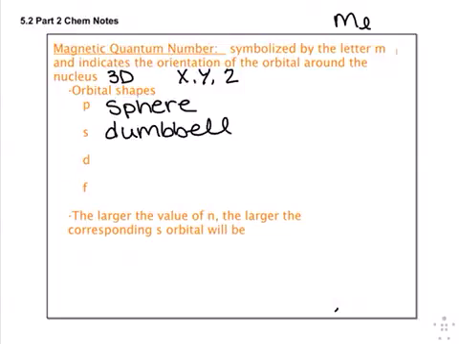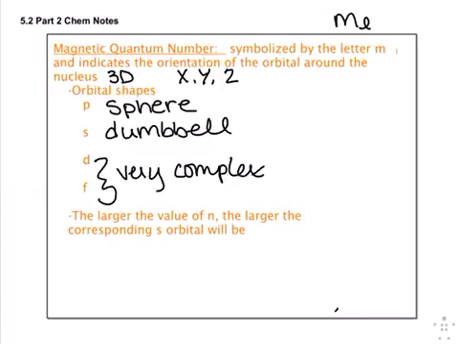And then the d and f orbitals, their shapes are very complex, and so I'm not too worried if you have those shapes memorized or not. So the larger the value of n, the larger the corresponding s orbital will be. So remember, s is the sphere orbital, or sorry, the dumbbell orbital, so it just increases their size.